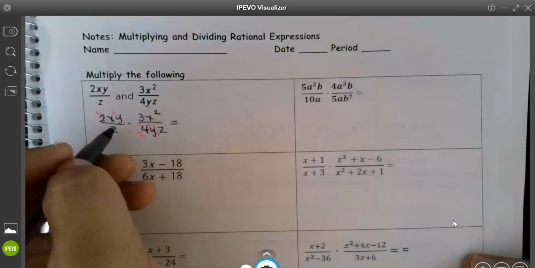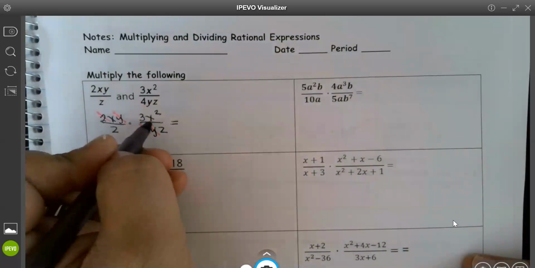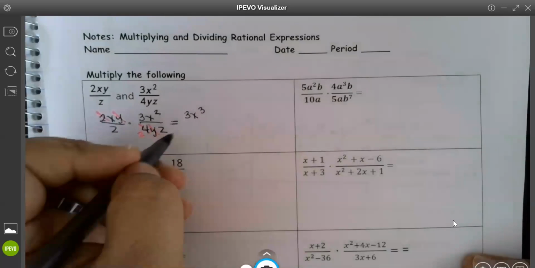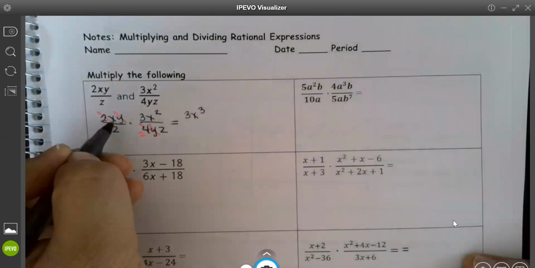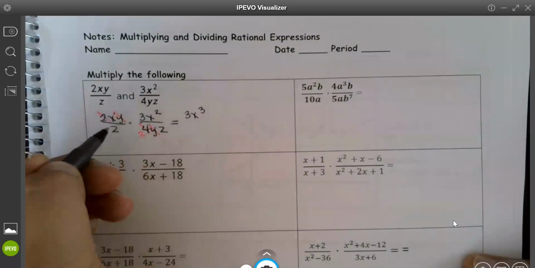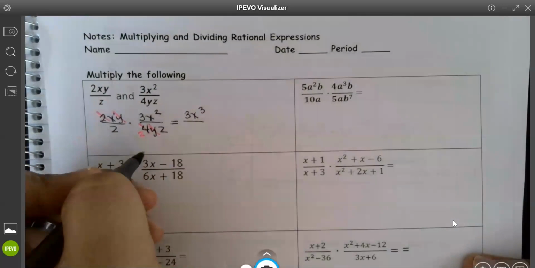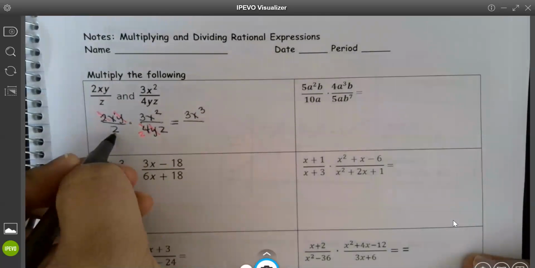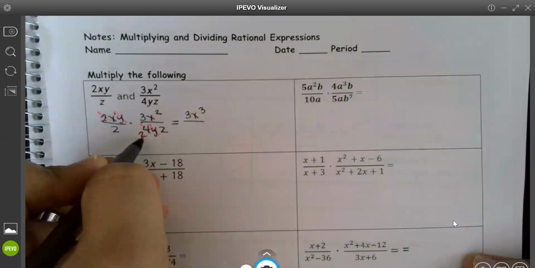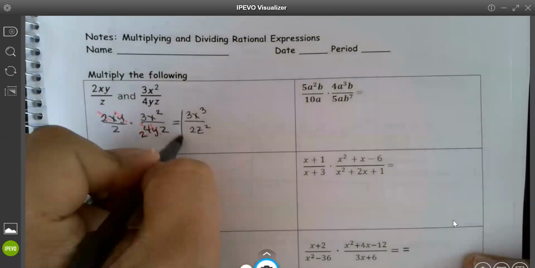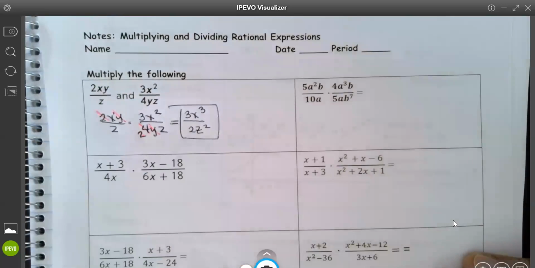So I have here x times 3x squared, which gives you 3x cubed. When you multiply, you add the exponents. The exponent of x here is 1. So 3x cubed. Over at the bottom you have 2 times z, which gives you 2z squared. Okay, so that is the answer.